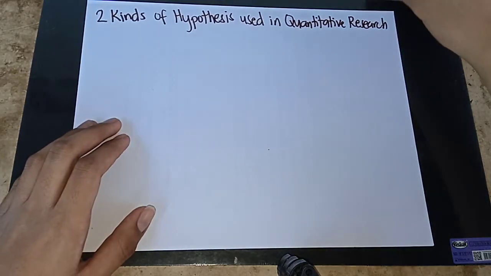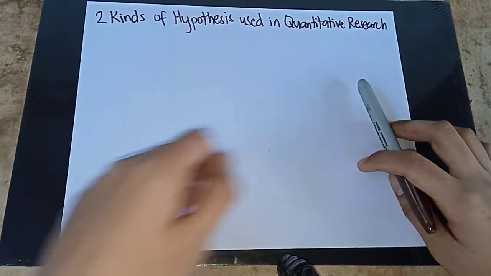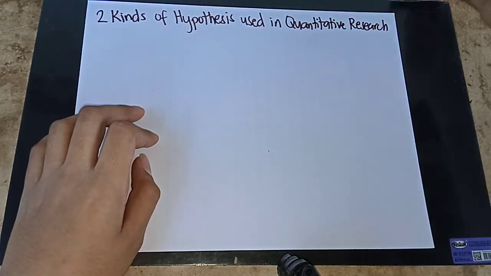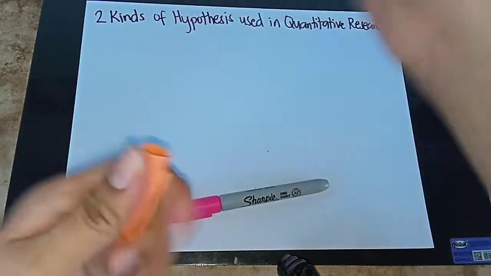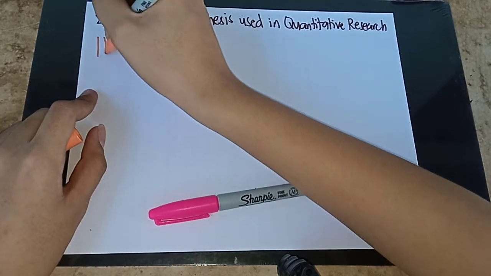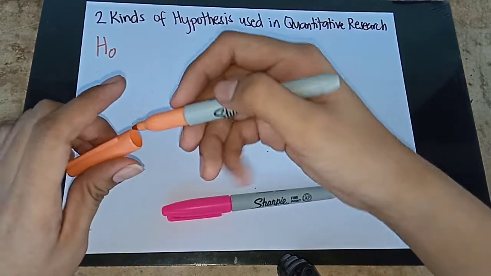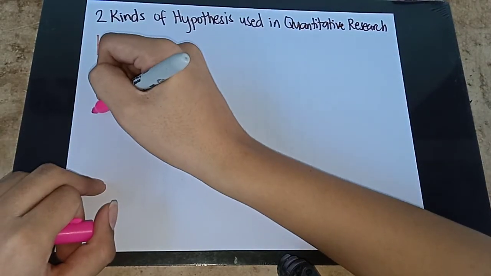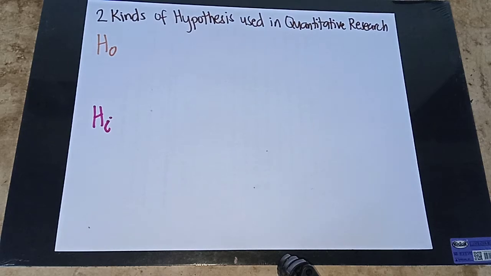Okay, so in continuing our discussion regarding quantitative research, we are now ready to discuss the two kinds of hypotheses used in quantitative research. So the two kinds of hypothesis in quantitative research are the following. First, we have the symbol H sub 0. The 0 must be italicized. Okay? And another type of hypothesis is H sub I. The I must be italicized as well.